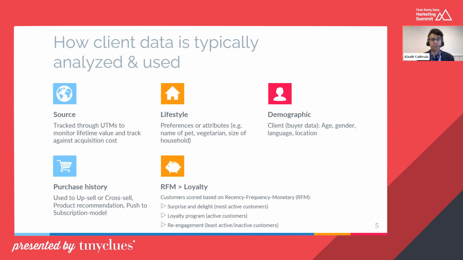Purchase history. This is where the previous example was really using a lot of information from. We're using it to upsell and cross-sell. Upsell is selling them higher quantities of the same product. Cross-sell is introducing new products that are similar to what the client previously bought. This can end up being a product recommendation.